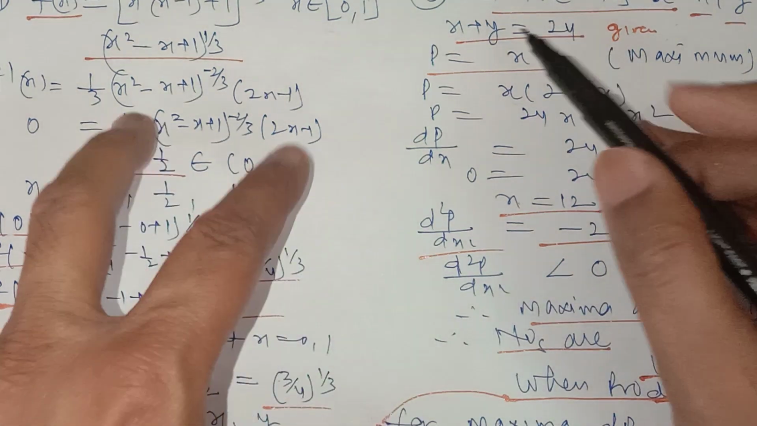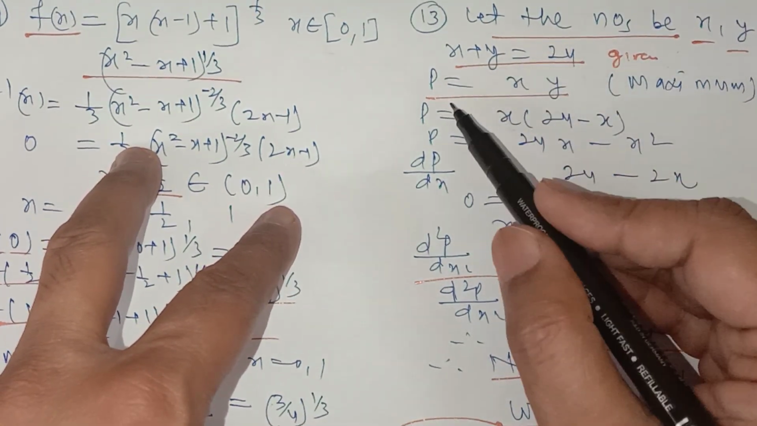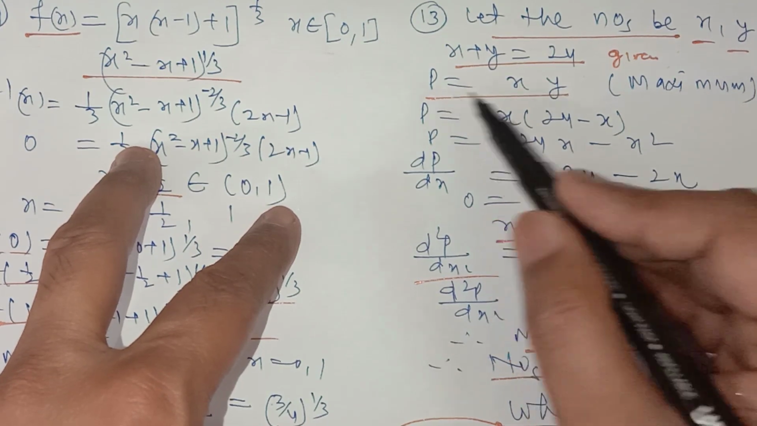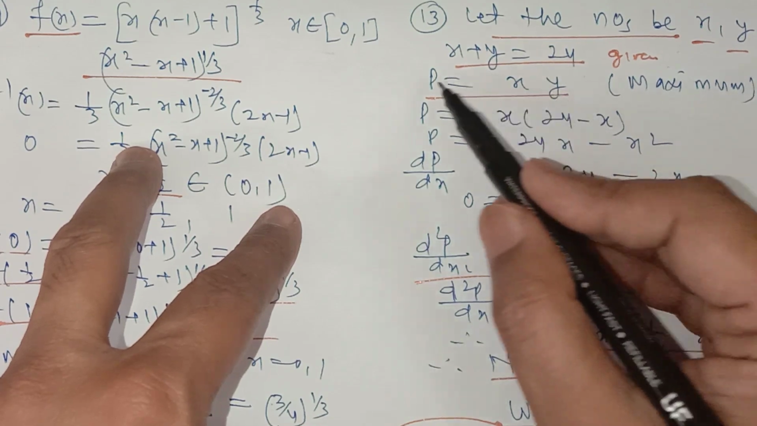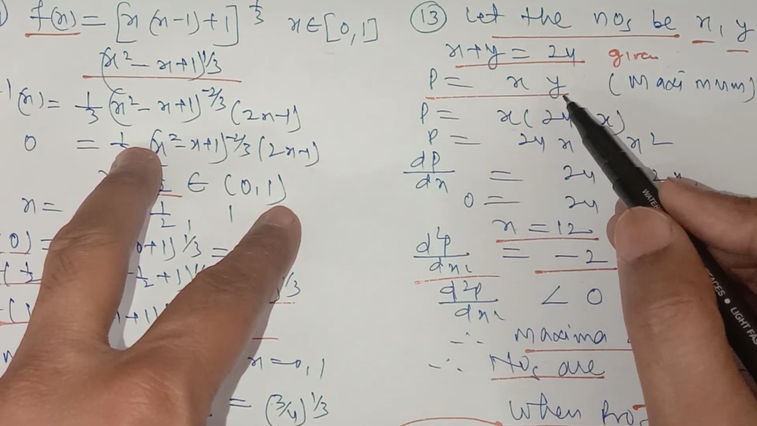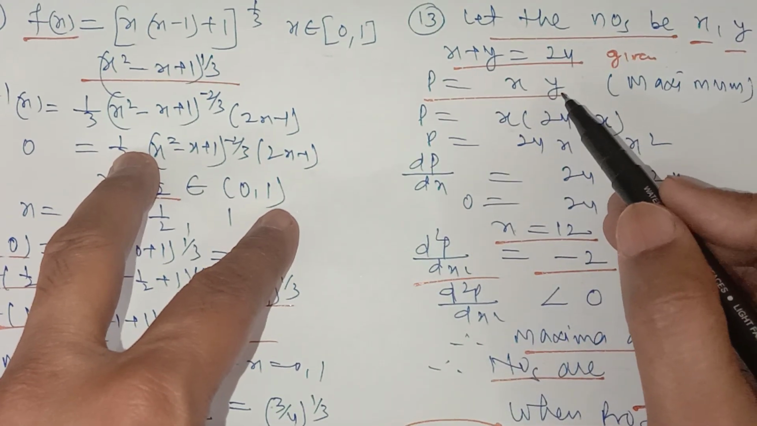So let those two numbers be x and y. What is given? x plus y is equal to 24. Now what you have to find is the maximum value. The product of these two numbers should be maximum, that is x into y. Now because you have to prove the product is maximum, the second derivative of this product function should be negative. You have to do it like this.